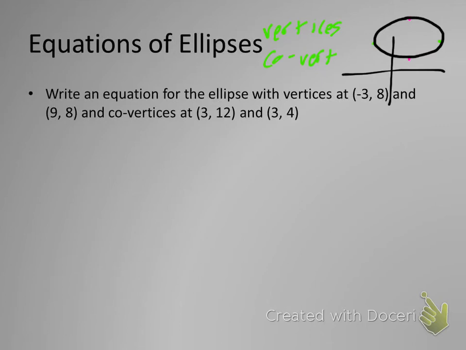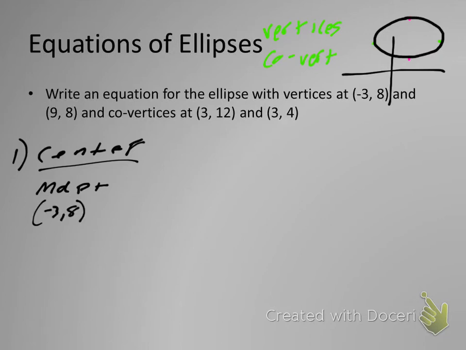Alright? You need 3 things to write the equation of an ellipse. You need your center, you need a, you need b. Those are the 3 things. Now, the center you get between your vertex points, so you find the midpoint. So step 1, you do center, which is wonderful. You run the midpoint between (negative 3, 8) and (9, 8), which is going to tell you that the midpoint is (3, 8). So your center is at (3, 8).